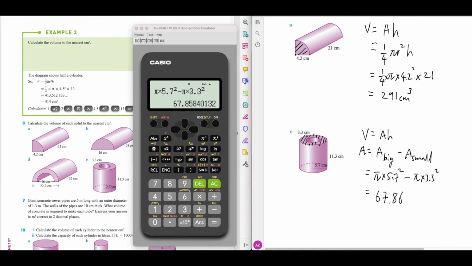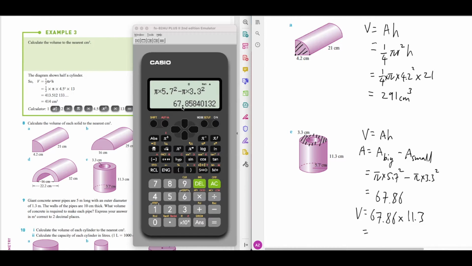0.86. Okay. Now the next step is to just multiply this number, because we already found the area, by the height. So then therefore volume is equal to 67.86 multiplied by the height, which is 11.3. Now what you want to do is use the exact answer of this. So don't type in 67.86.